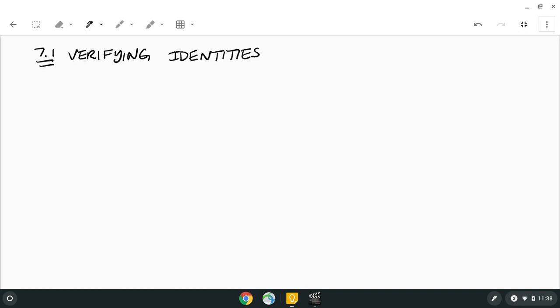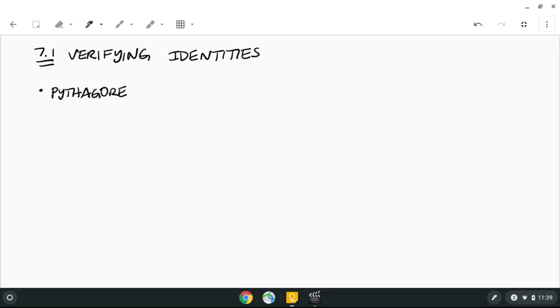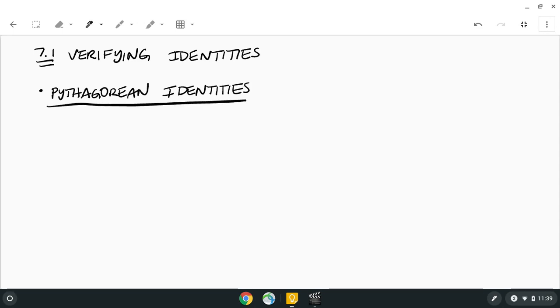Okay, so what I'm going to do first is start off with simplifying, and then that leads into verifying. Okay, so last time we talked about the Pythagorean identities, so let's just kind of revisit that. Hopefully you have these memorized by now. Okay, so we have sine squared u plus cosine squared u equals 1.